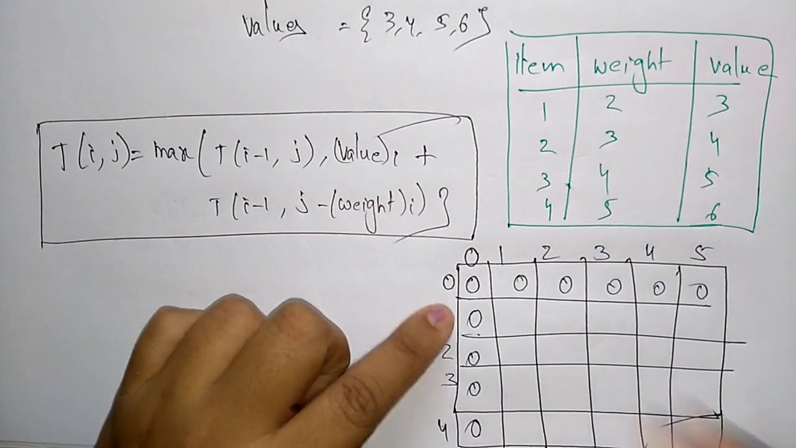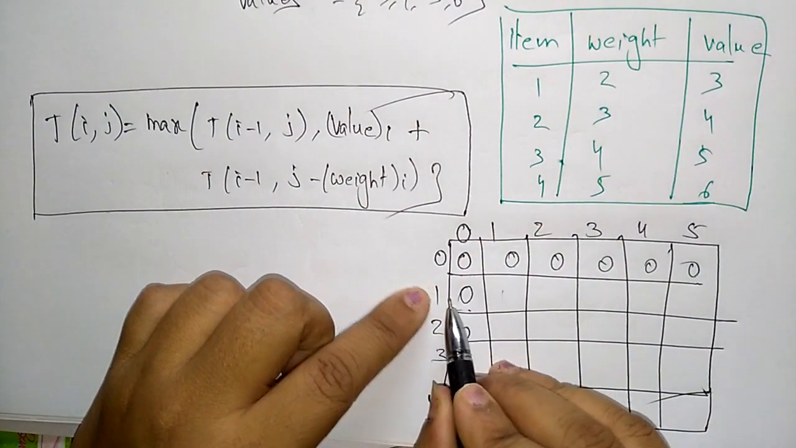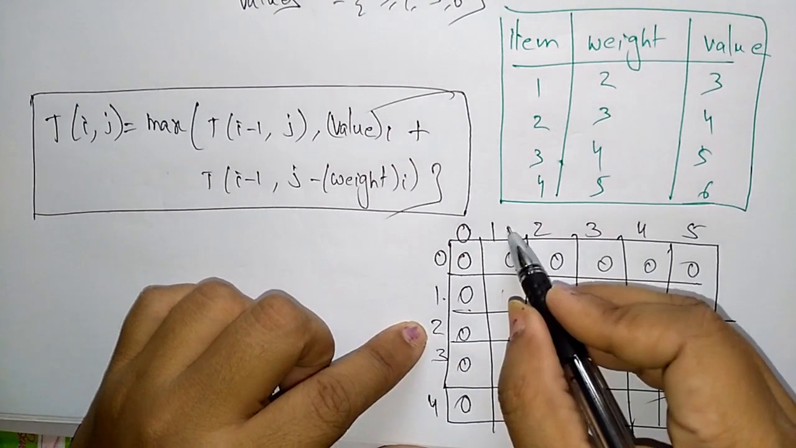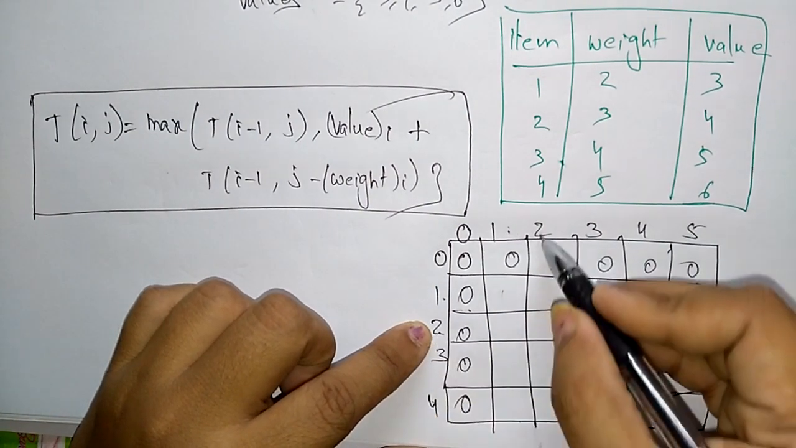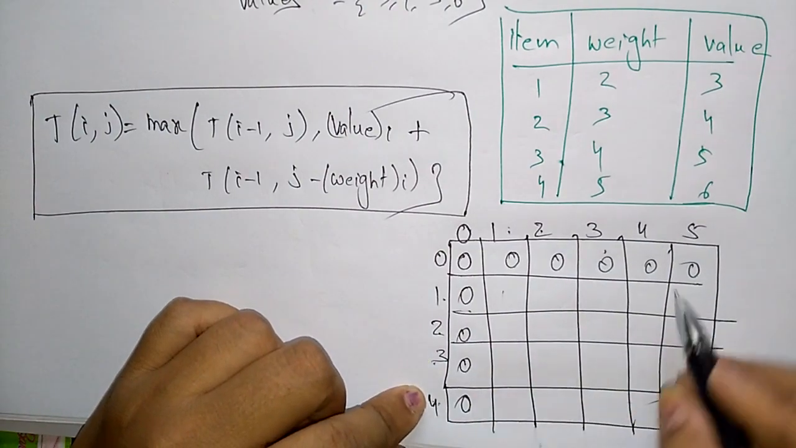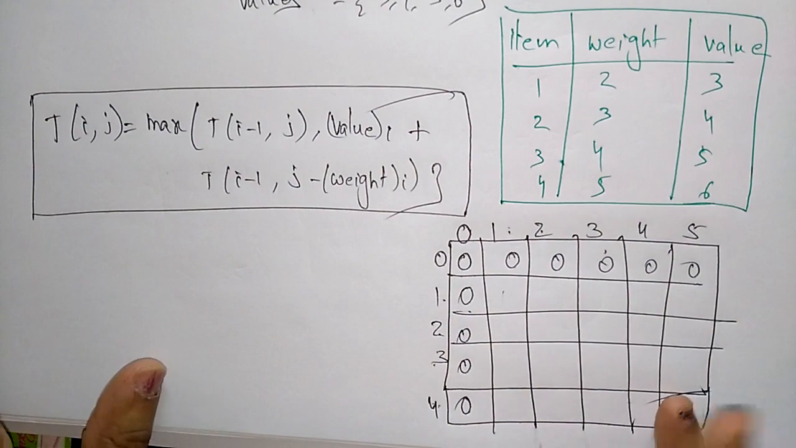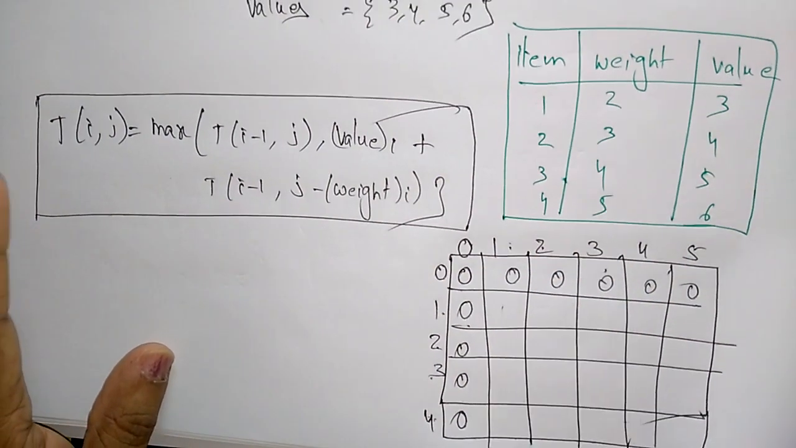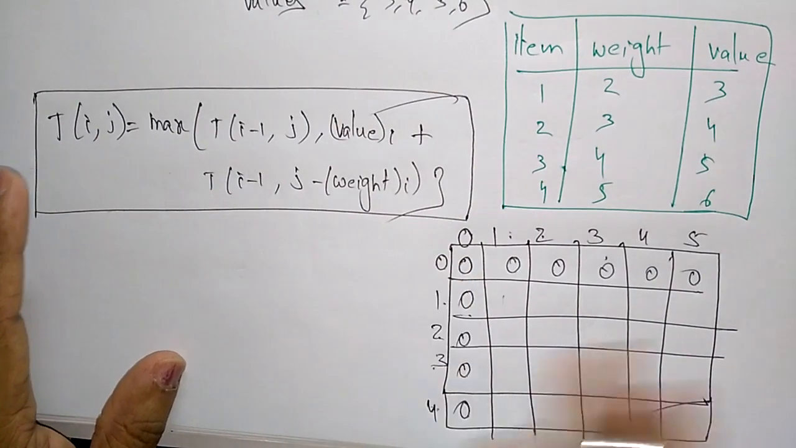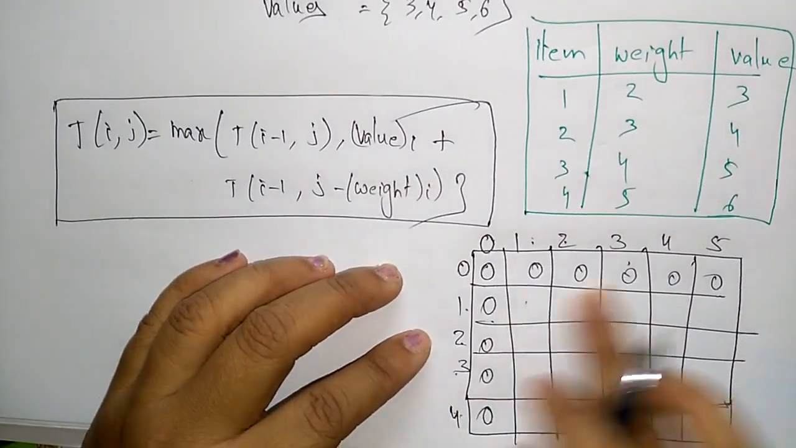Okay, now we have to calculate only this part, because item 1 and the weight of item 1, item 2 and the weight of item 2, item 3 and the weight of item 3, item 4 and the weight of item 4. So like that we have to calculate everything here, starting from this. So we are inserting the 0 here. Now just apply the formula and fill all those things.